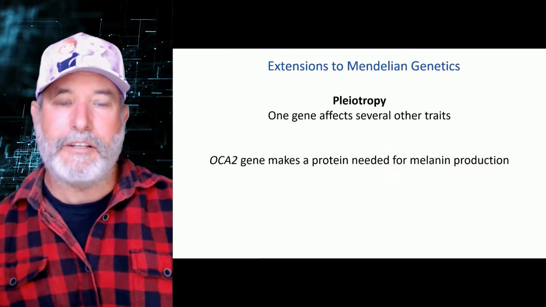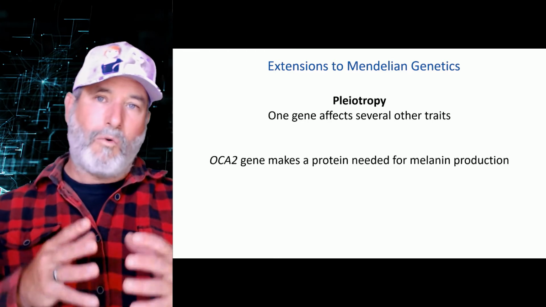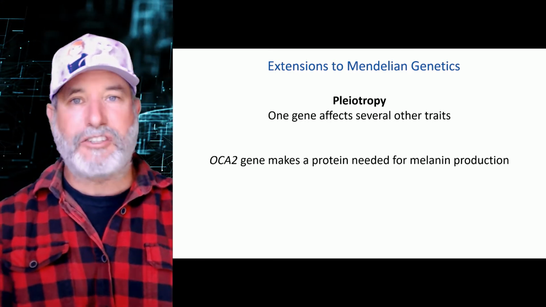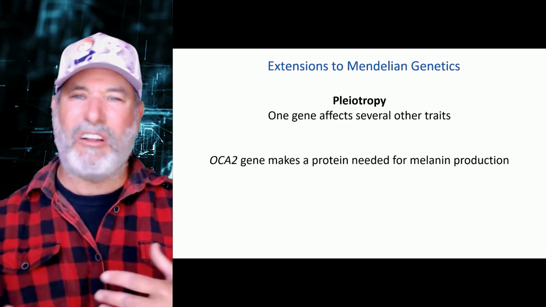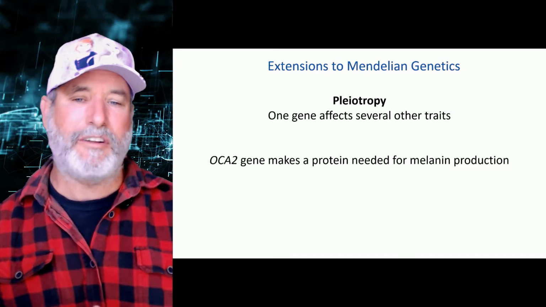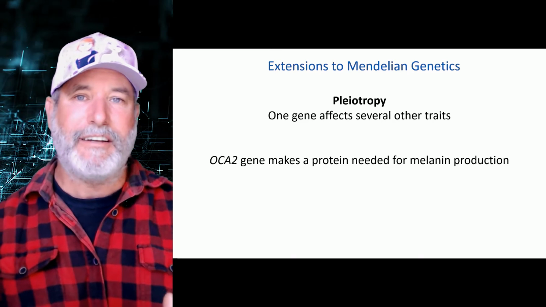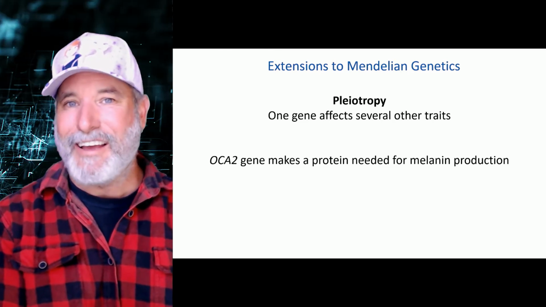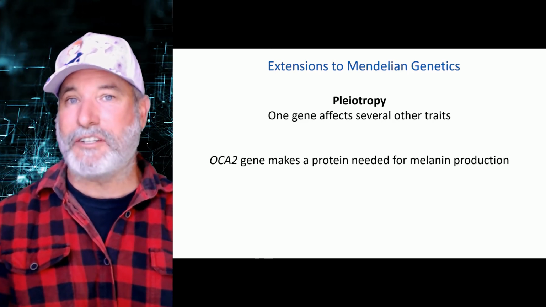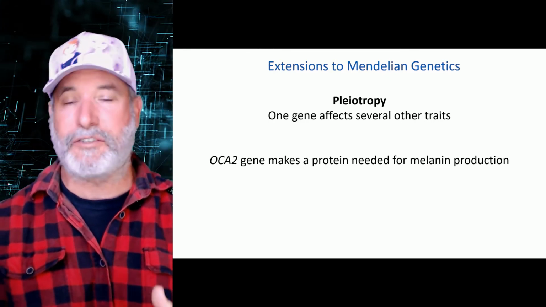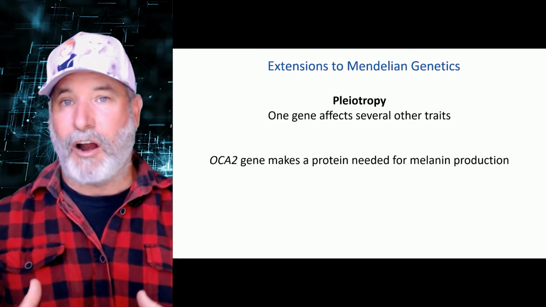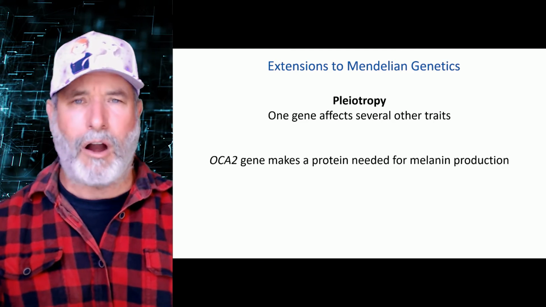Another one is pleiotropy. This is where one gene affects several traits. So we name all of our genes, right? They get all these different names. One is called the OCA2 gene, and it makes a protein needed to make melanin. Okay? So melanin is a pigment. That's what's in your skin. That's what's in your hair. That's what's in your eyes that make you dark. And the more melanin you have, the darker you are.